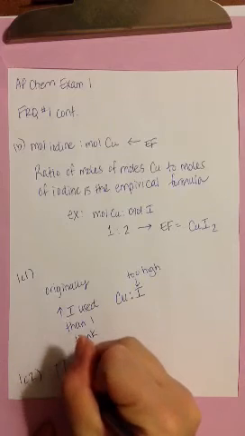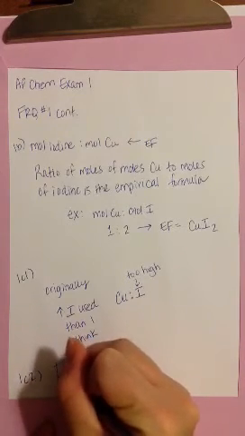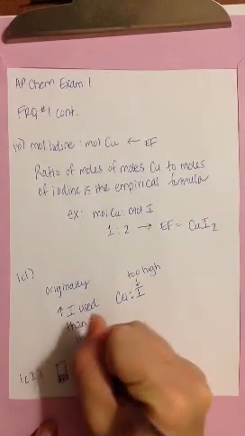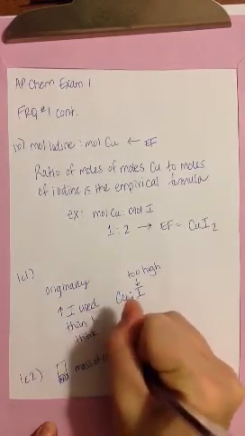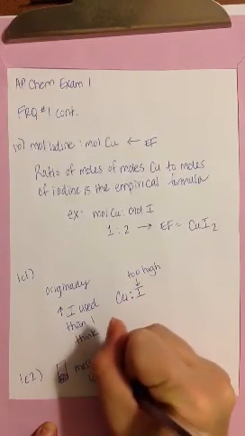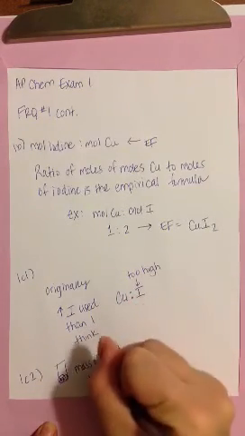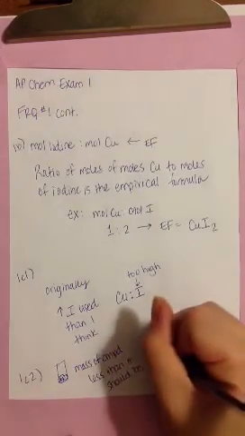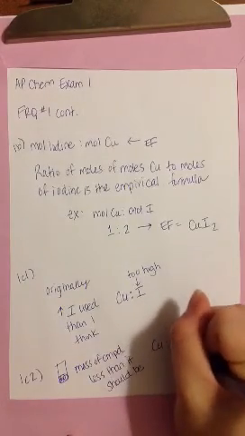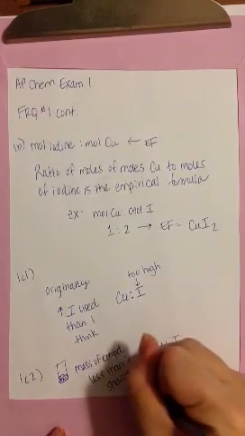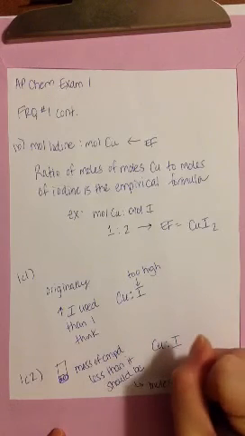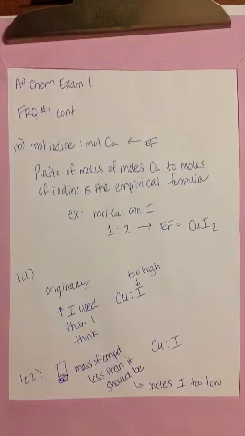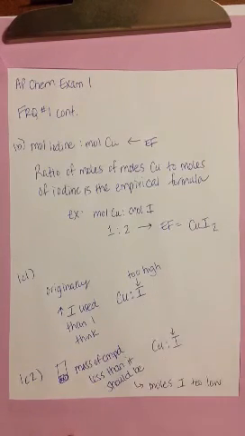For 1c2, it says, a small amount of the white compound flaked off before weighing. So here's my strip with the compound, and that has a certain mass, but now I actually have less. So the mass of the compound is less than it should be. So what that means is, in your empirical formula, Cu to I, if the compound is less, that means the moles of I is too low.